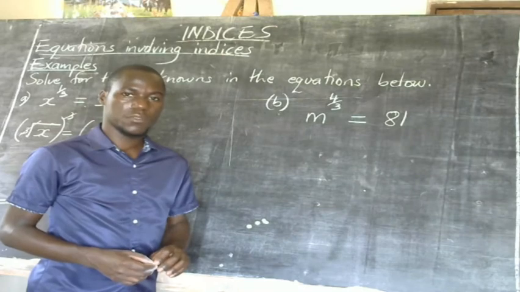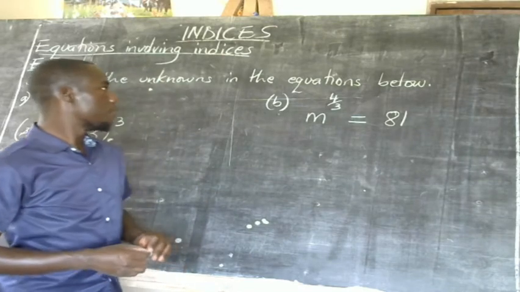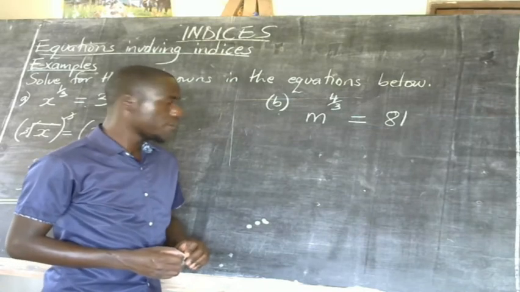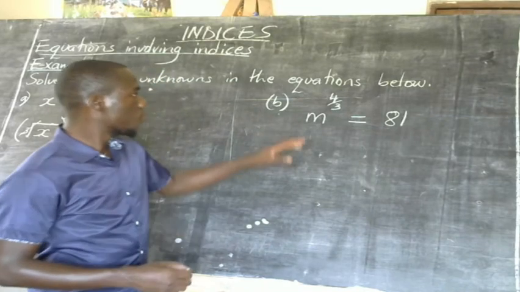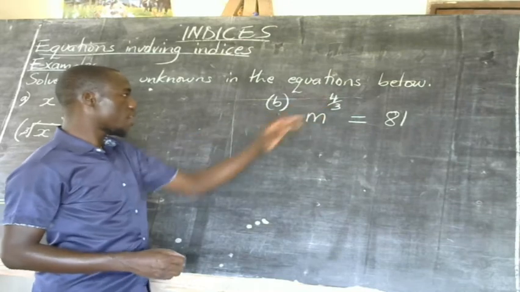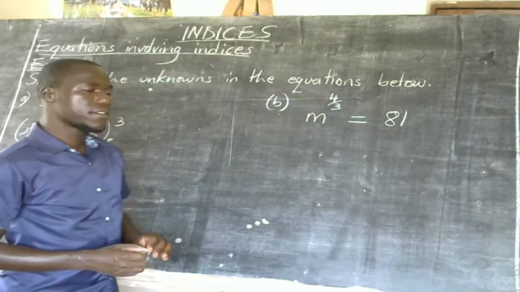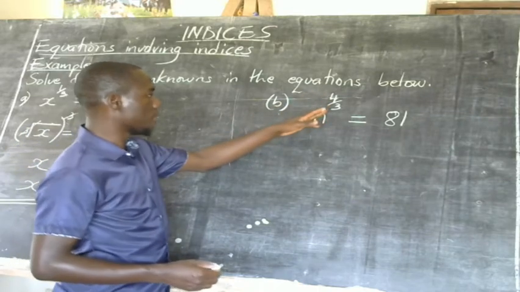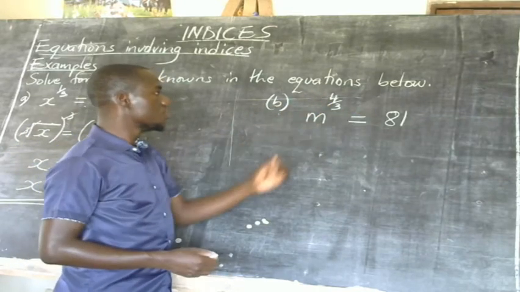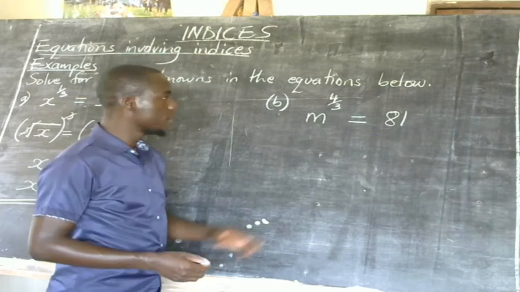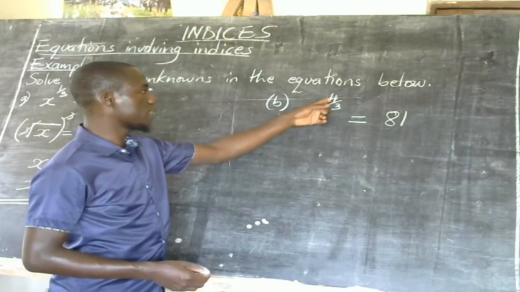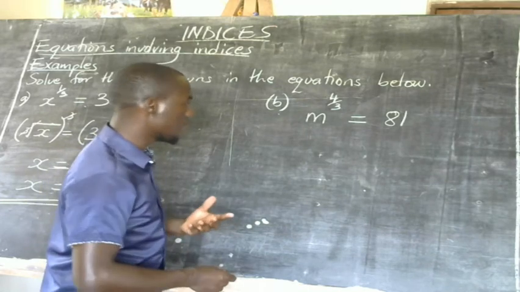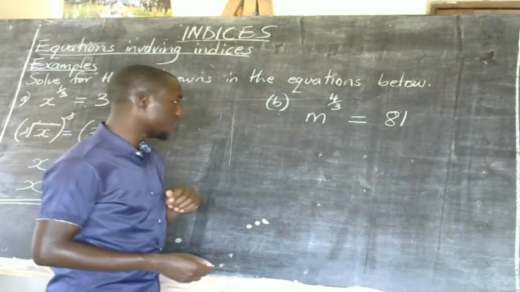Part B, we have m raised to 4 all over 3 is equal to 81. Now, we need to kill that power 4 all over 3. That is, we are going to raise the powers of the bases on either side to 3 all over 4, such that when you open the bracket, this gives us a 1. And we know that any number, power 1, is that very number.